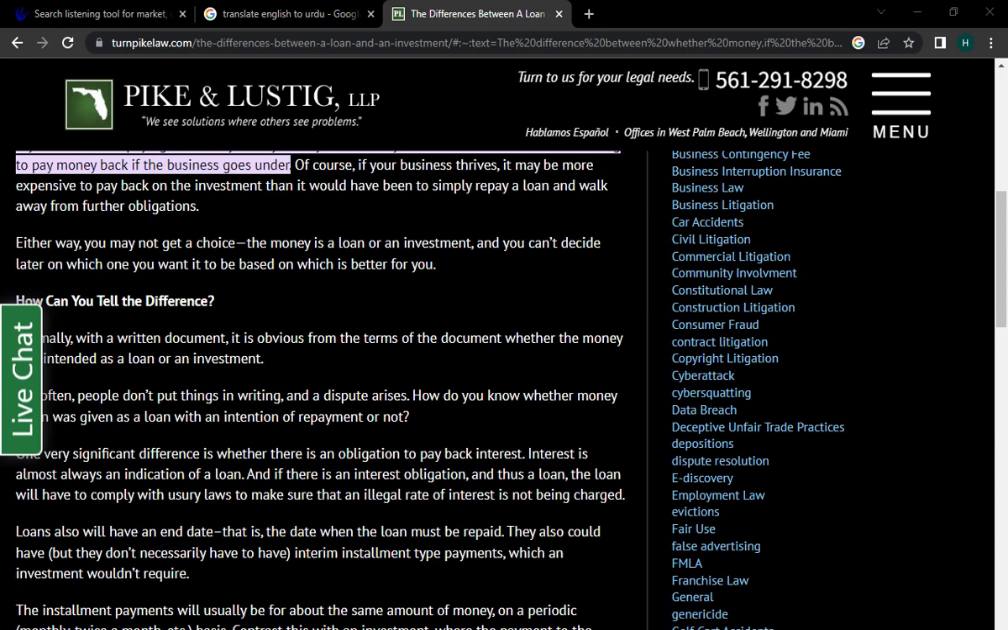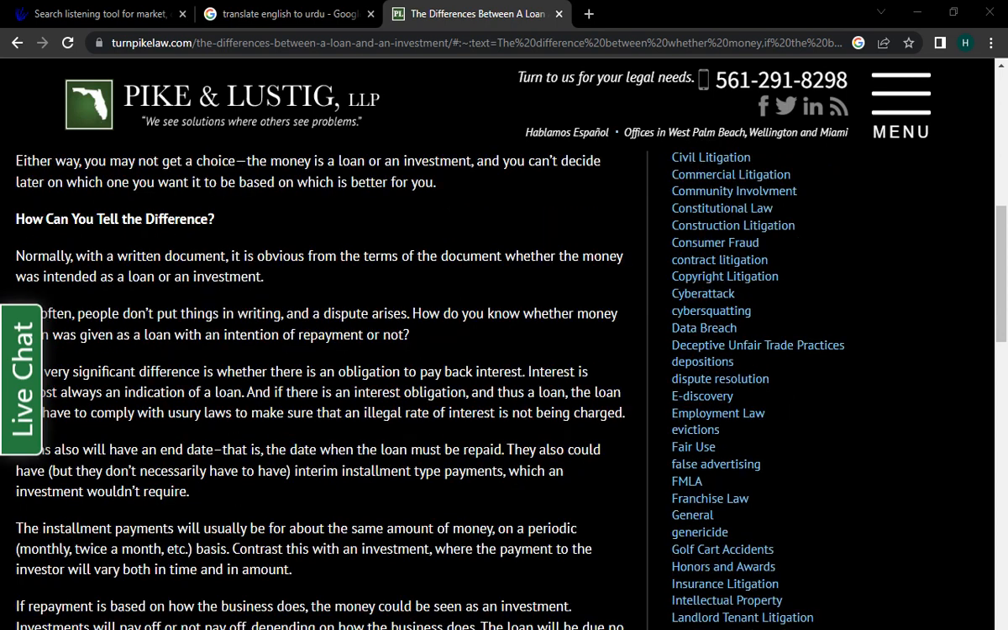Loans also could have interim installment-type payments, but they don't necessarily have to have them, which an investment would not require. The installment payments will usually be for about the same amount of money and on a periodic basis, monthly, twice a month, etc. Contrast this with an investment, where the payment to the investor will vary both in time and in amount. If a repayment is based on how the business does, the money could be seen as an investment. Investments will pay off or not pay off depending on how the business does. The loan will be due no matter what or how well the business does.